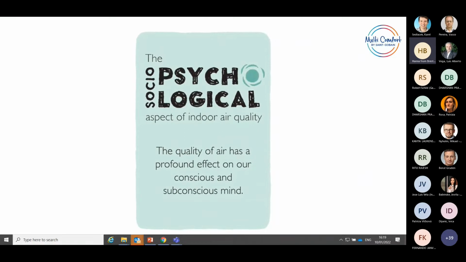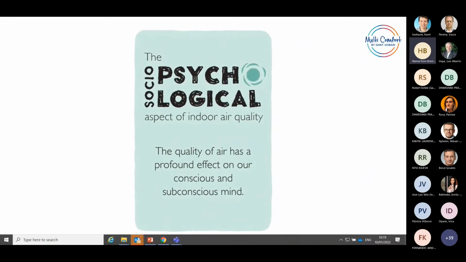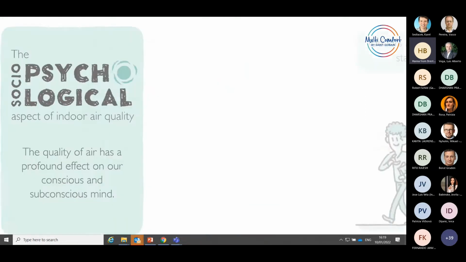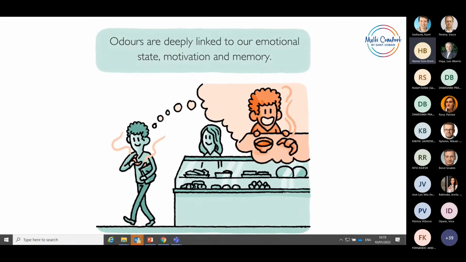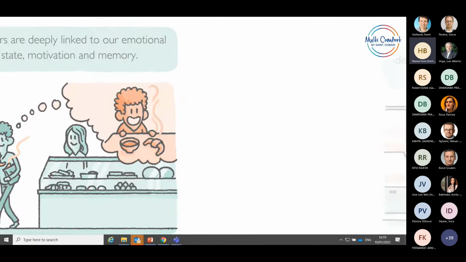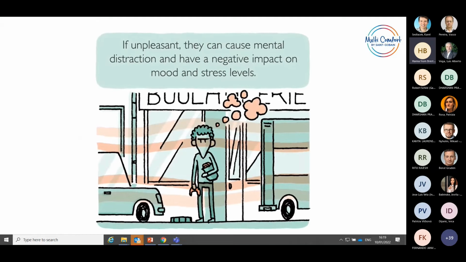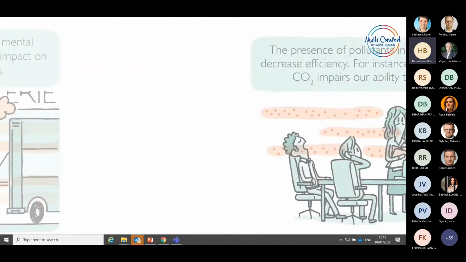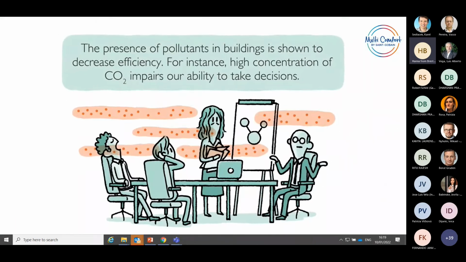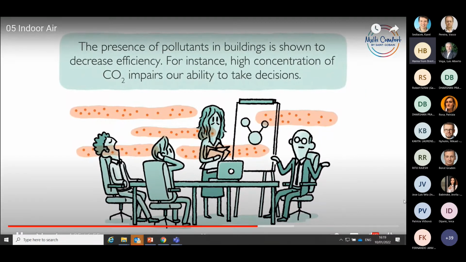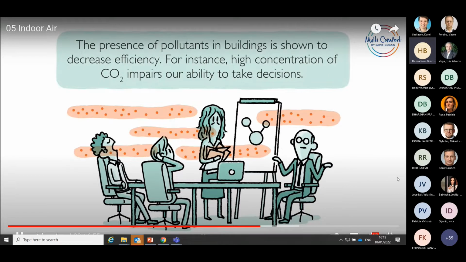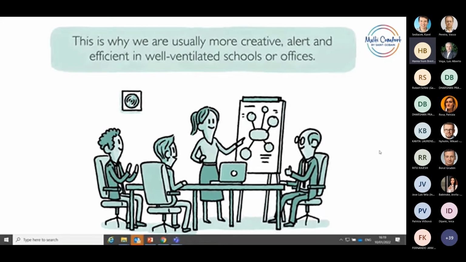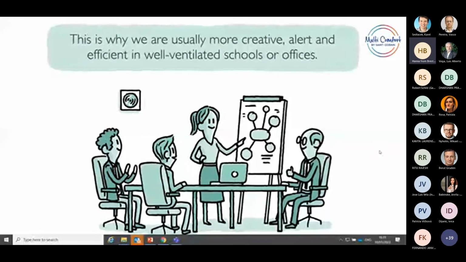The socio-psychological aspect of indoor air quality. The quality of air has a profound effect on our conscious and subconscious mind. Odours are deeply linked to our emotional state, motivation and memory. If unpleasant, they can cause mental distraction and have a negative impact on mood and stress levels. The presence of pollutants in buildings is shown to decrease efficiency. For instance, high concentration of CO2 impairs our ability to take decisions. This is why we are usually more creative, alert and efficient in well-ventilated schools or offices.